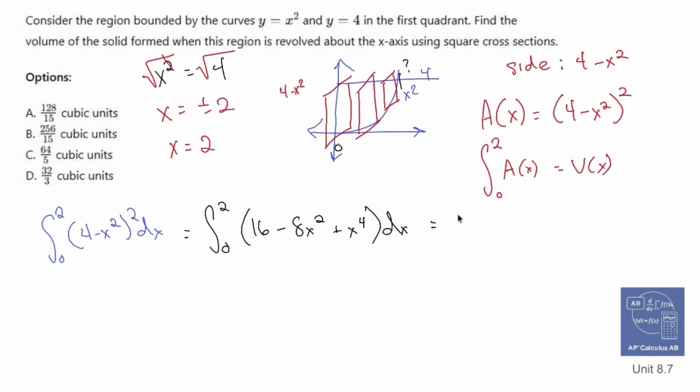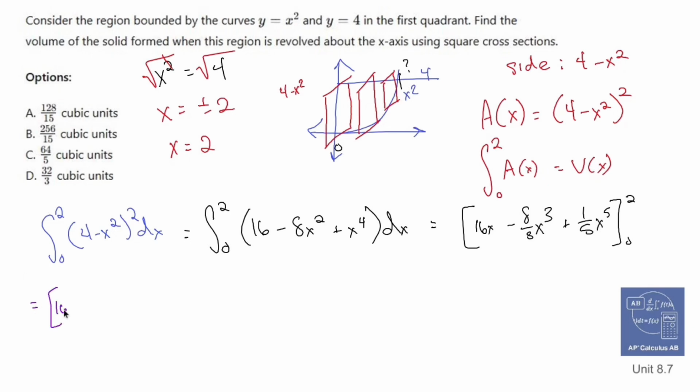Now I can integrate. Okay, 16's integral is going to be 16x. The integral of negative 8x squared is negative 8/3 x cubed. And plus x to the 4th is going to be plus 1/5 x to the 5th. My limits are 0 to 2. All right, so we set up our math problem again.